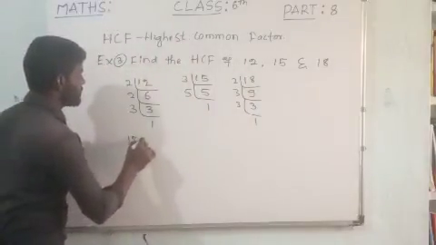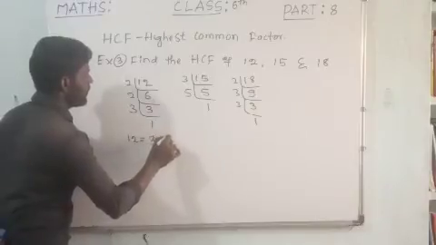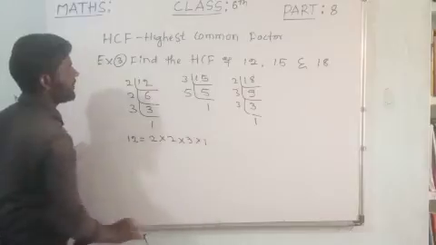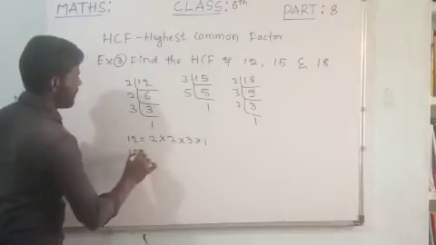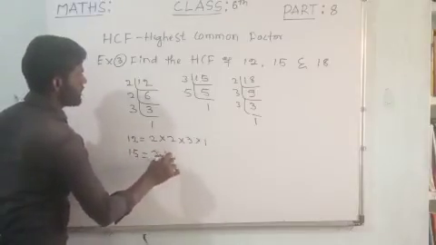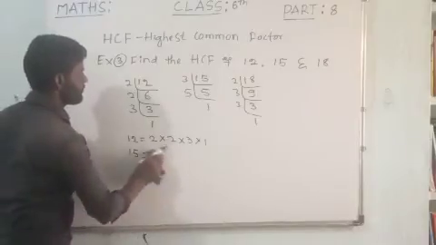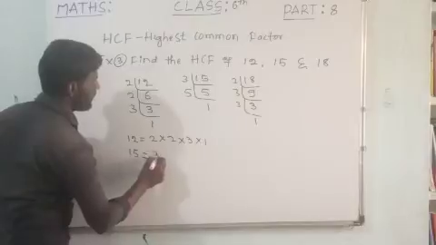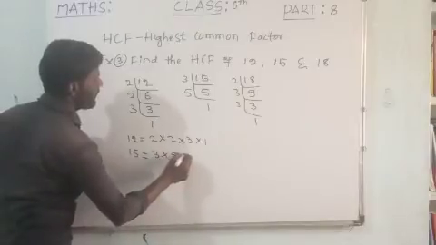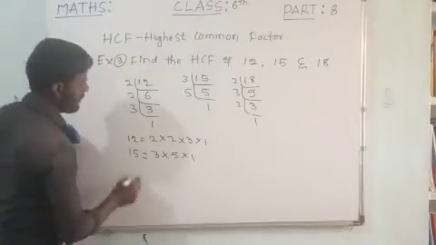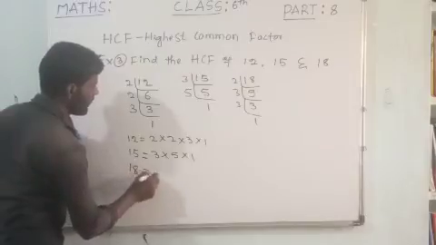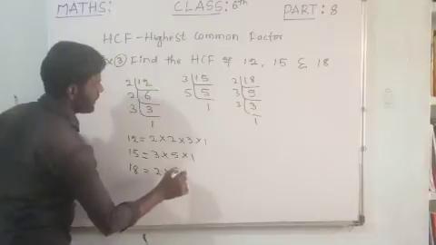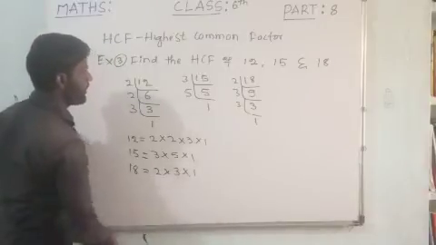12 is equal to 2 into 2 into 3 into 1. All the factors I have written. Then 15 is equal to 2 into, sorry, there is no 2. Only 3 into 5 into 1. Then 18 is 2 into 3 into 1.